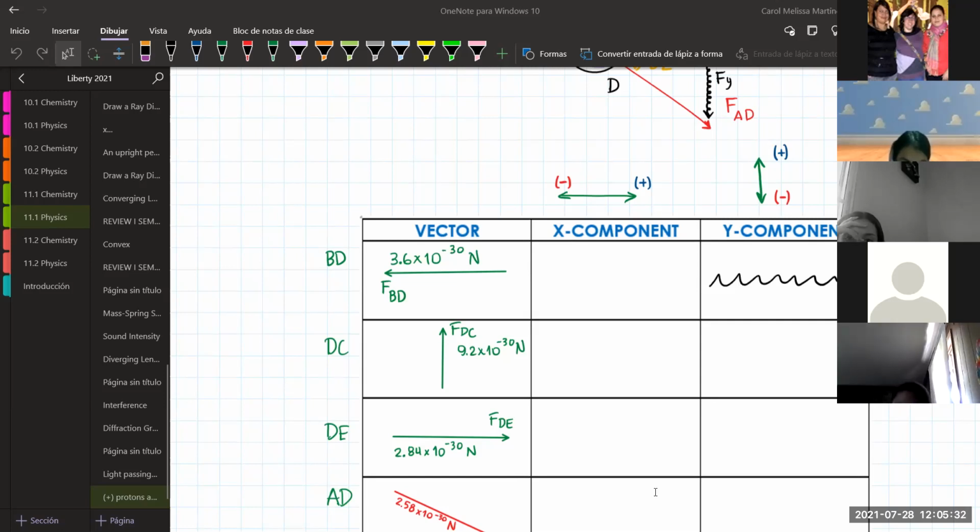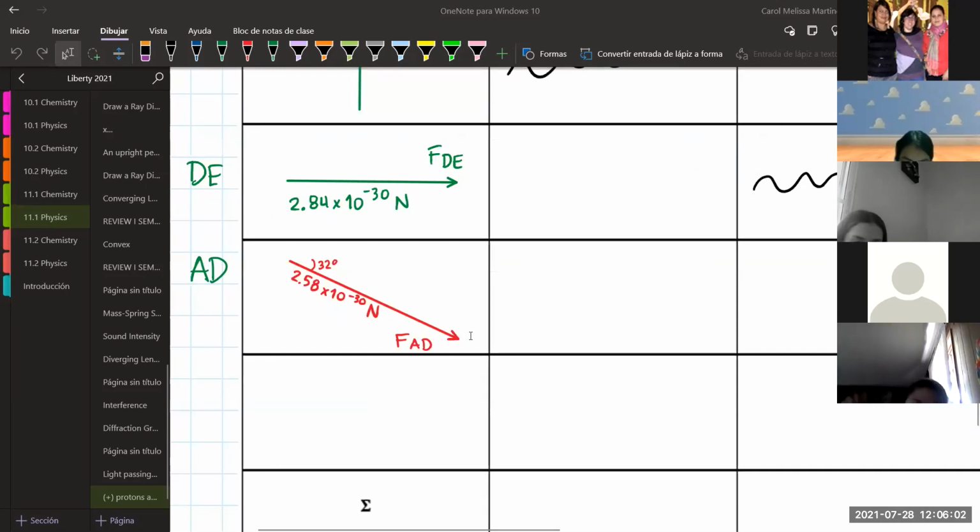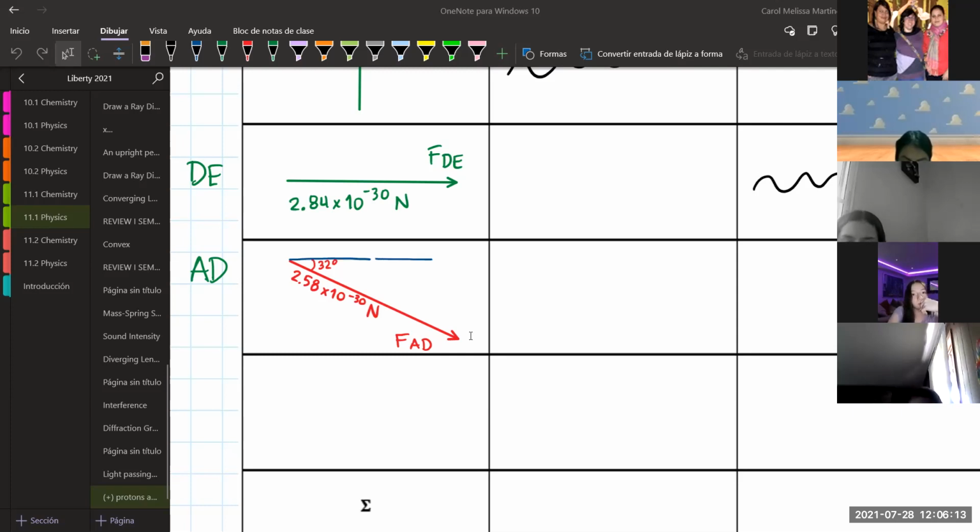In DC, it's just moving vertically, so the x component is 0. In DE, it's just moving horizontally, so the y component is 0. But here, for AD, it has an angle. This angle is 32 degrees. That makes this vector actually have components. So this is going to be your x component, and this is going to be your y component.